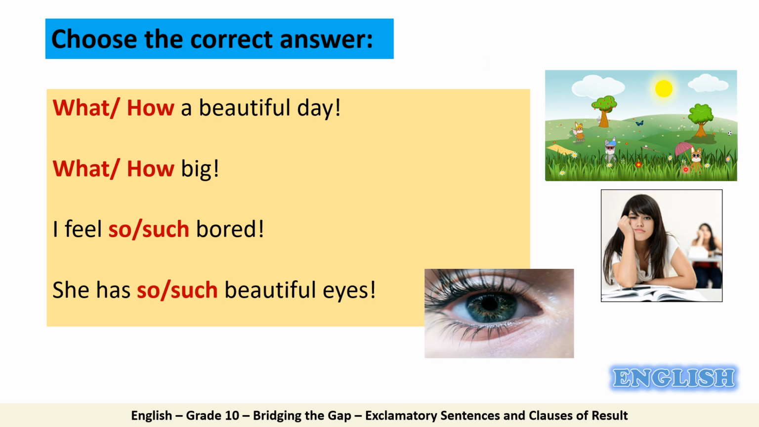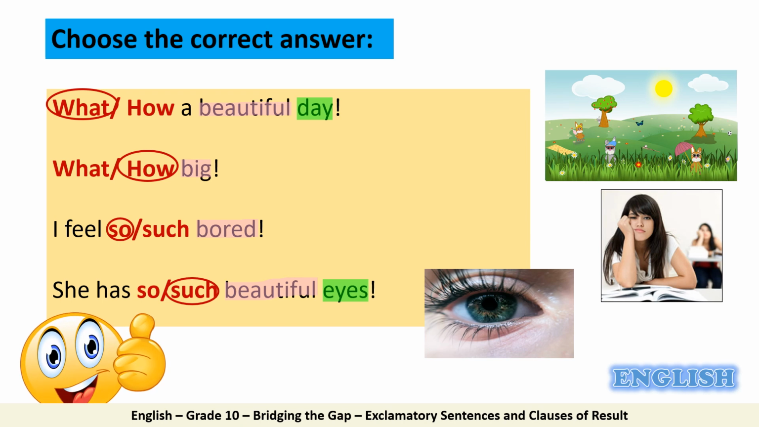Alright, let's discuss. In the first sentence, we have an adjective followed by a noun. So the correct answer is, what a beautiful day. In the second sentence, we have an adjective. So the correct answer is, how big. The third sentence, we have an adjective again. So the correct answer is, I feel so bored. And finally, in the last sentence, we have an adjective followed by a noun. So the correct answer here is, she has such beautiful eyes. Well done, dear students. If you've got the correct answer, you are doing great.